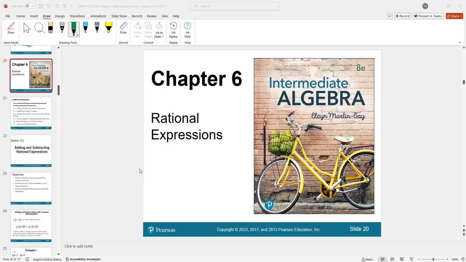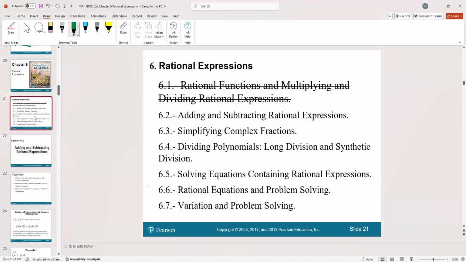In this video, we're going to continue with chapter 6, rational expressions. If you missed, for any reason, section 6.1, the introduction to rational expressions, and multiplying and dividing rational expressions, I strongly advise you to go back and watch a previous video on this chapter.